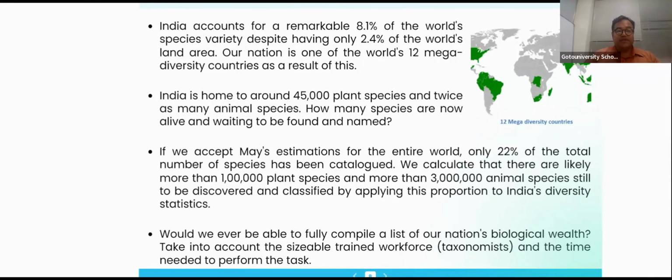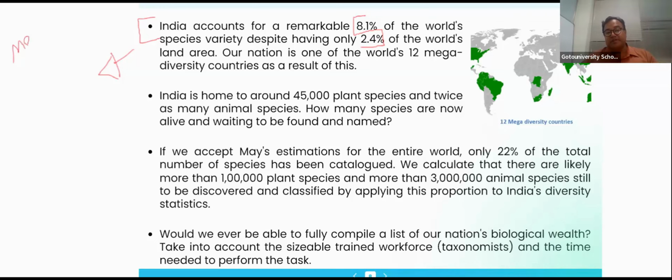So this 8.1 percent of the world's species, having 2.4 percent of the world population, we need to keep this in mind. And what would be the reason for this? So we are calling this a mega spot.